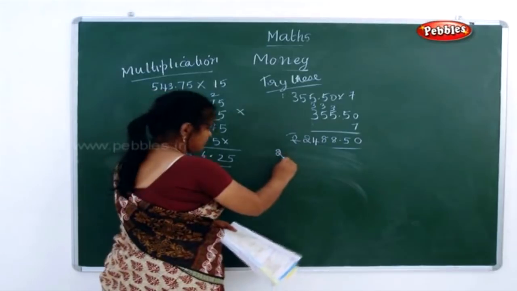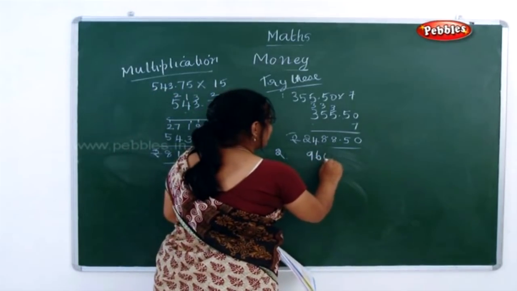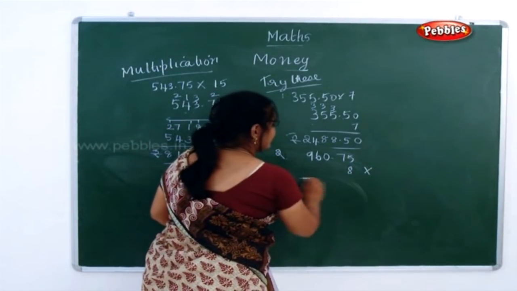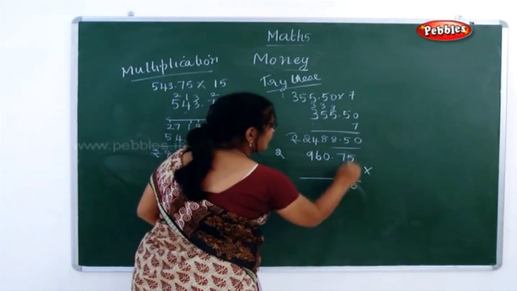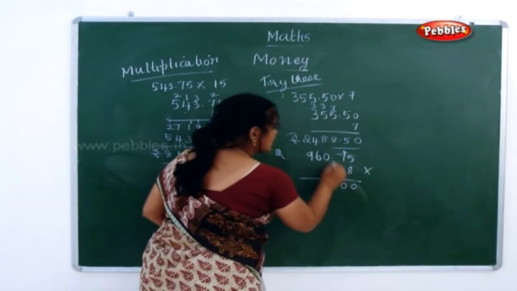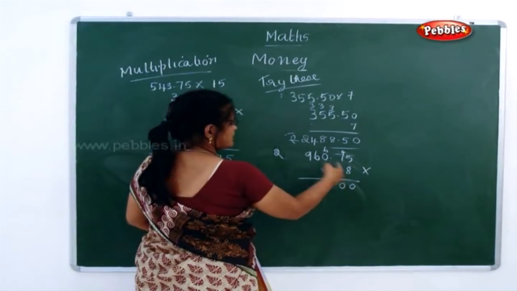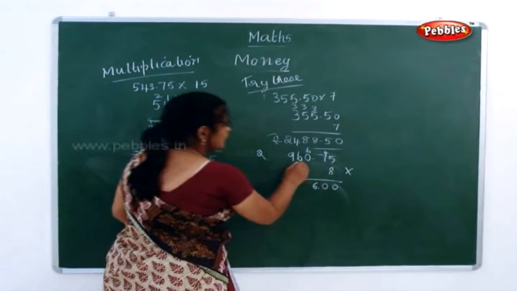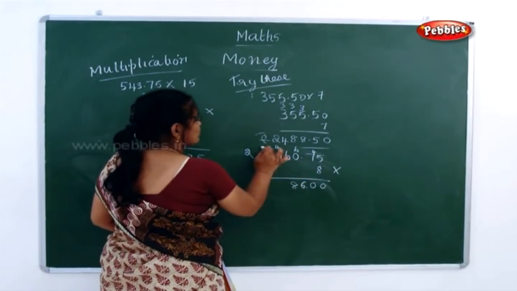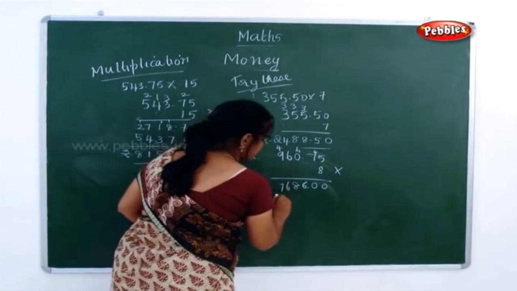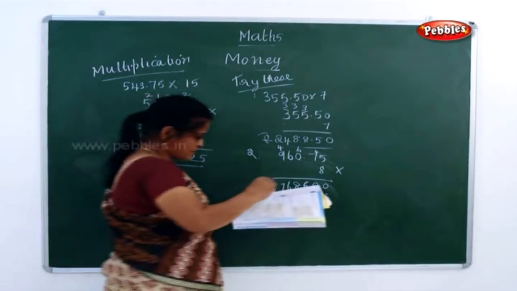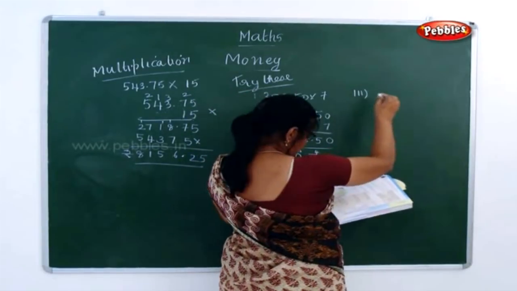Second sum is 960.75 into 8. You are multiplying with 8. 5 8s are 40, 7 8s are 56. 56 plus 4 60. Now you are putting 6 here. 0 8s are 0. 0 plus 6 6. Now 6 8s are 48. Now 4. What is 9 8s are 72. 72 plus 4 76. So rupees 7686.00.